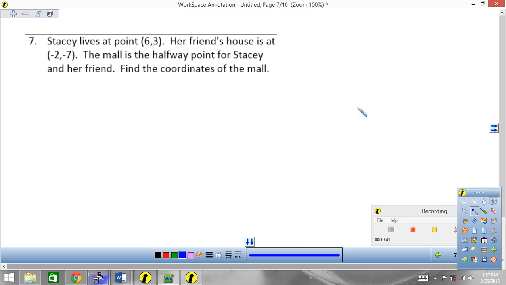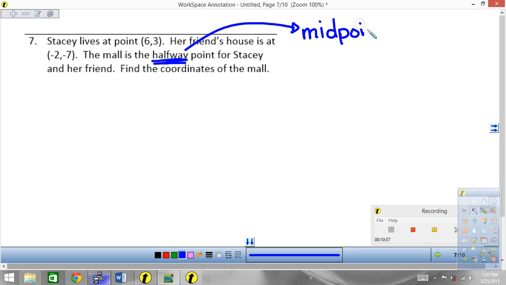Number 7. Stacy lives at the point 6, 3, and her friend's house is at negative 2, negative 7. The mall is the halfway point for Stacy and her friend. Halfway point is another way of saying the midpoint. And when we're finding the midpoint, you add your x's and you divide by 2. And remember, your final answer needs to be in a point, so it needs to be an ordered pair.